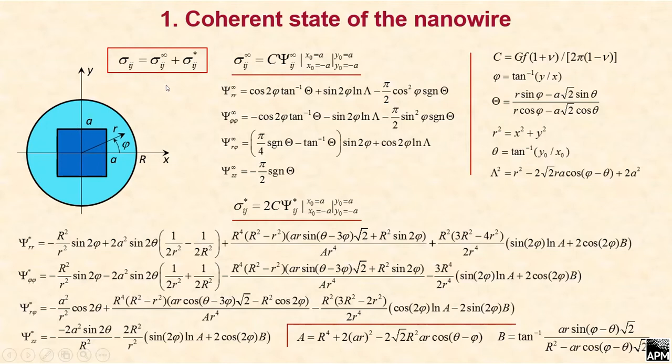And the solution is composed of two terms: the stress field of this inclusion in an infinite elastic medium and some additional extra term, which ensures the satisfaction of the boundary condition on the free surface of the nanowire. Here, these solutions are given in a cylindrical coordinate system, and this is why they're a bit more complicated than in a Cartesian coordinate system, for example. You can see some notations used in these formulas. And here you see the analytical solution for this extra term.